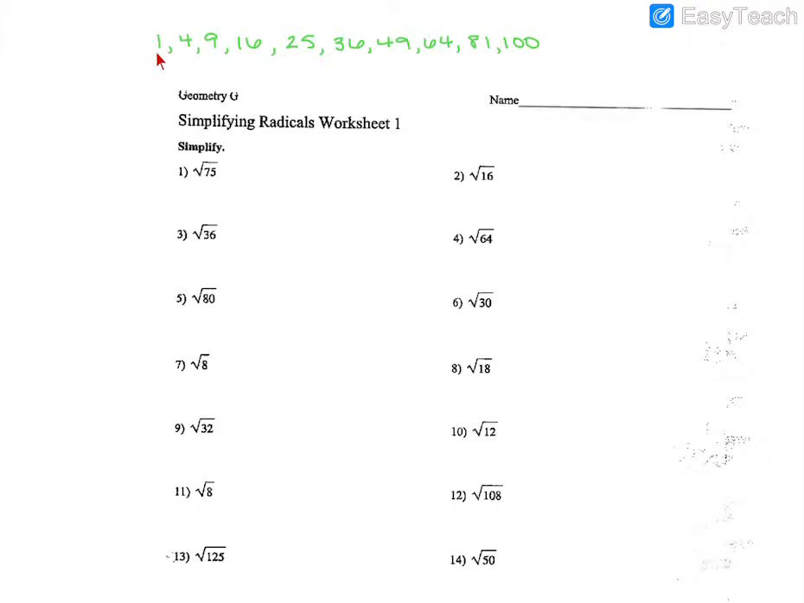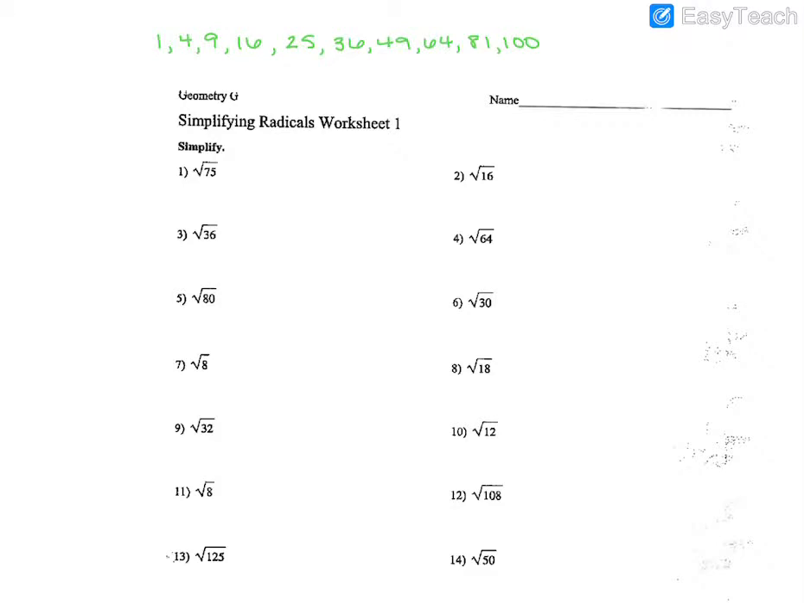If I take 1 and multiply by itself, I get 1. If I take 2 and multiply by itself, 2 times 2 is 4, 3 times 3 is 9, 4 times 4 is 16, 5 times 5 is 25. Okay, these are numbers that we can take the square root of. Square root of 4 is 2, square root of 9 is 3, square root of 16 is 4, square root of 25 is 5.